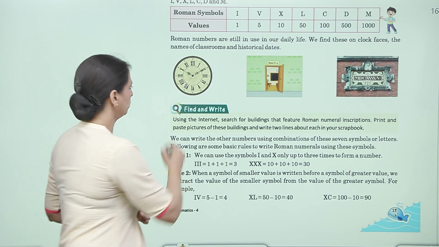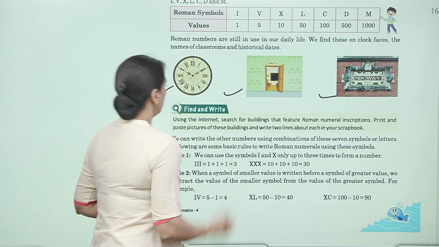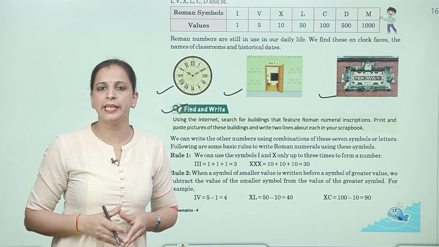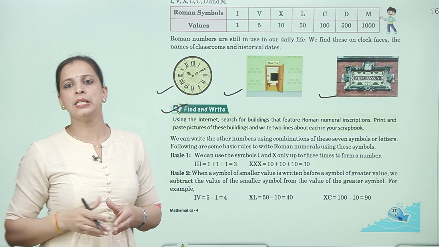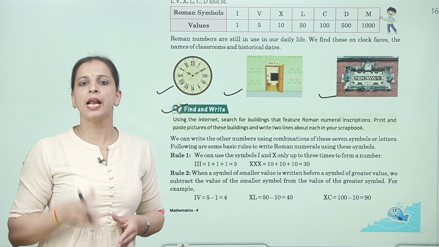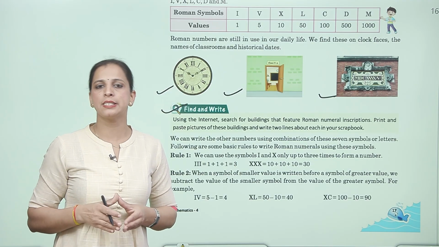Now, find and write. Using the internet, search for buildings that feature Roman numeral inscriptions, print and paste pictures of these buildings and write 2 lines about each in your scrapbook.